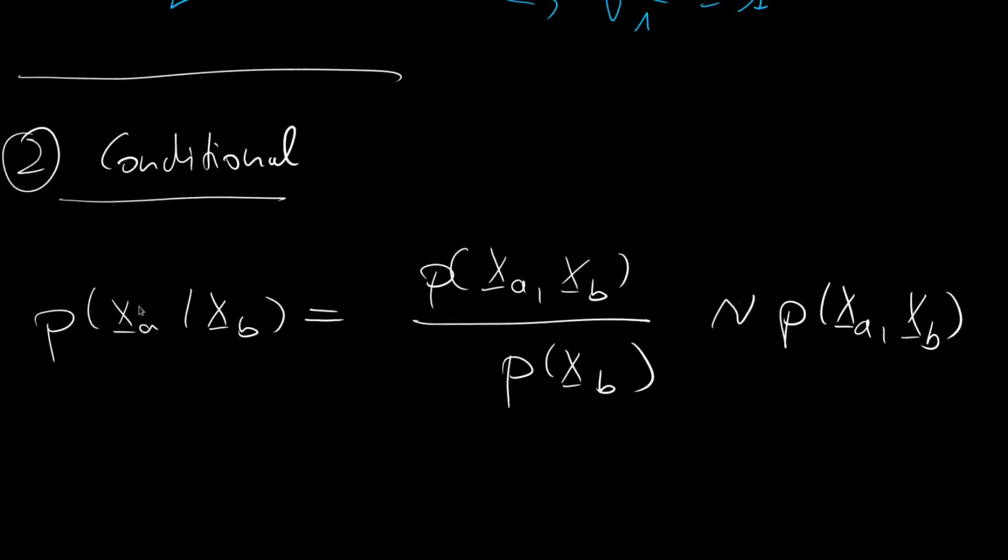So we will make some modifications on the joint, always using these proportional signs, and then in the end come up with a distribution over xa. And spoiler, it will again be a multivariate normal distribution.